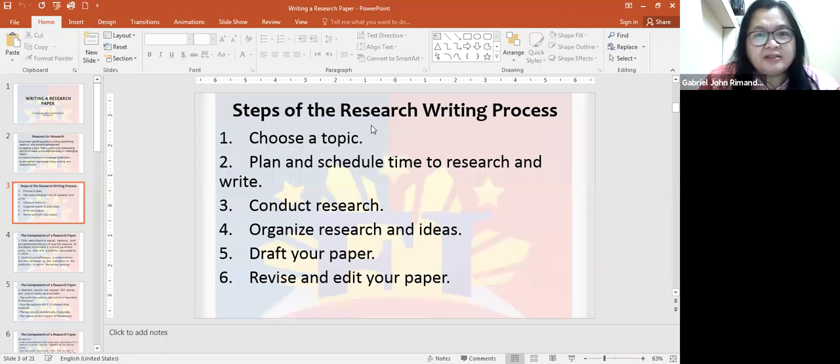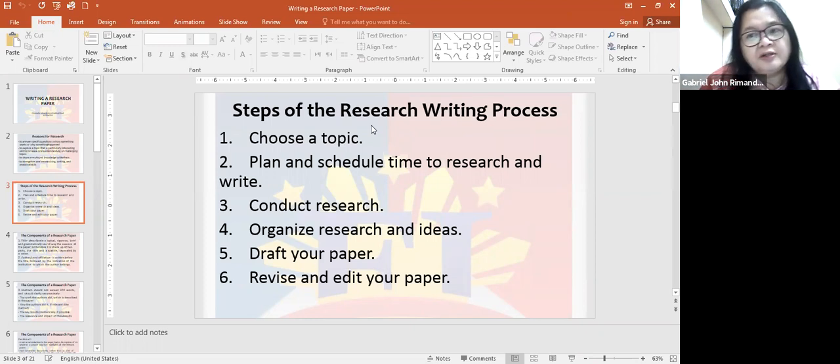Okay, so these are the steps of the writing process. Actually, I have shared with you a worksheet last week, so we can follow that worksheet. These are the basic ones. So you choose a topic. Later on, we will use the worksheet to conduct these steps. And then plan and schedule time to research and write.